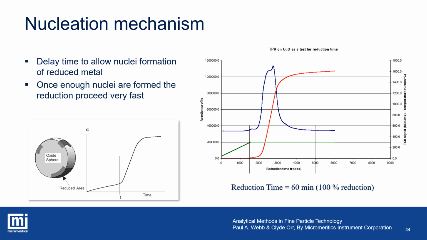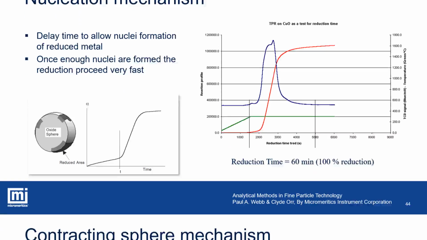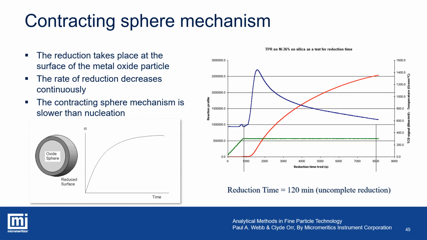In the case of the contracting spheres model, the reduction takes place at the surface of the oxide particle, which remains covered by an eggshell of reduced metal. The speed of reduction at the beginning of the process is very fast because it is proportional to the external available oxide surface. As the reduction proceeds, the available oxide surface of the sphere is contracting, thus the speed of reaction decreases proportionally, slowing down continuously until the metal oxide is completely reduced. The contracting sphere mechanism is generally a slower process than the nucleation. In the example, we can observe the reduction profile of nickel supported on silica.